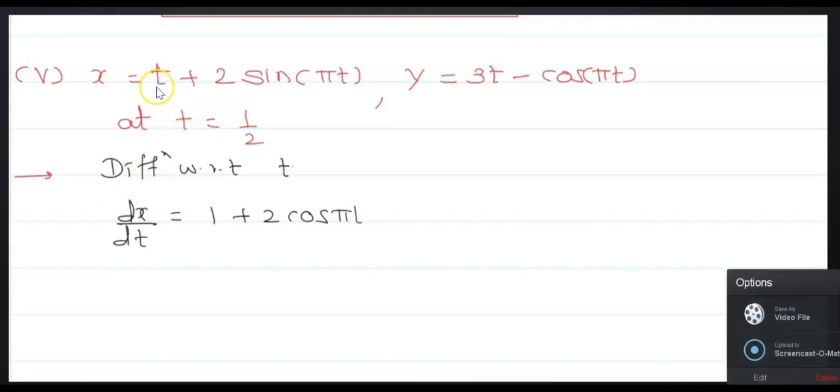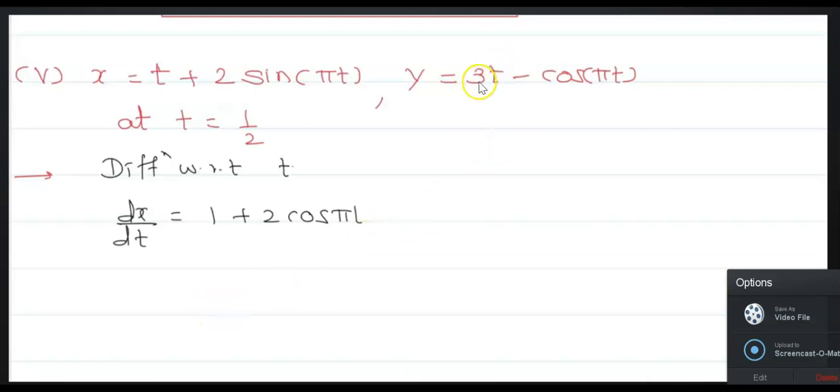Now dx upon dt. What is the derivative of t? The derivative of t is 1. What is the derivative of sine of pi t? The derivative of sine of pi t is cos of pi t into the derivative of pi t. The derivative of t is 1, that is into pi. That is cos of pi t into pi.